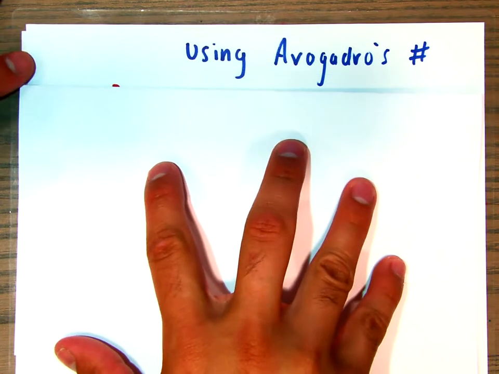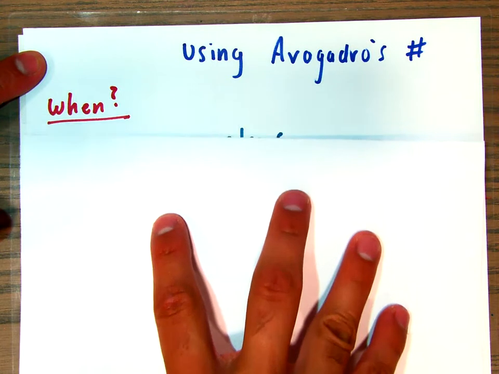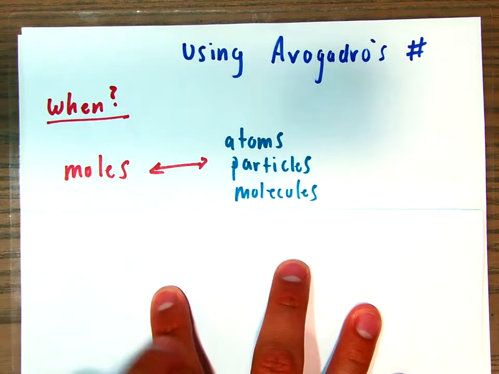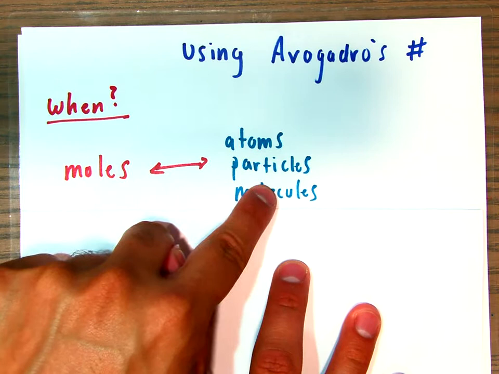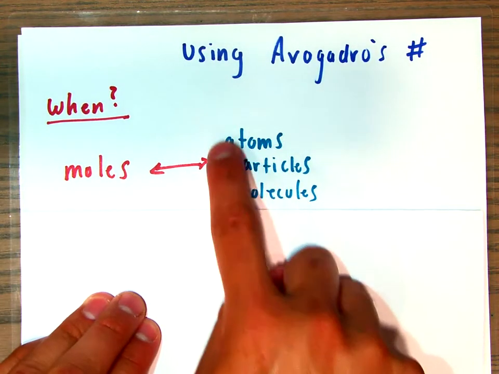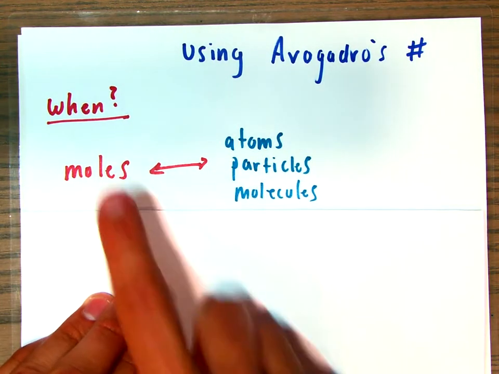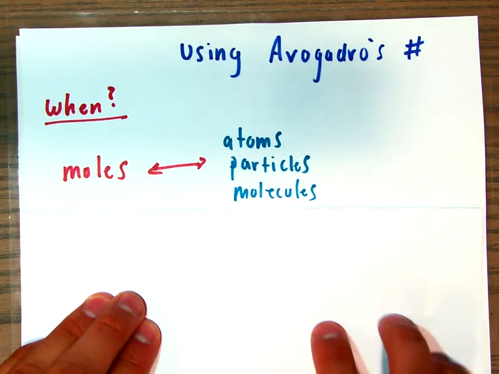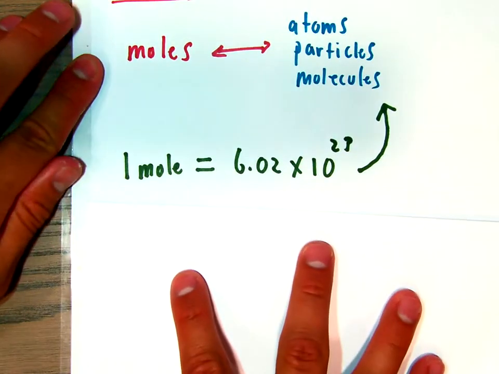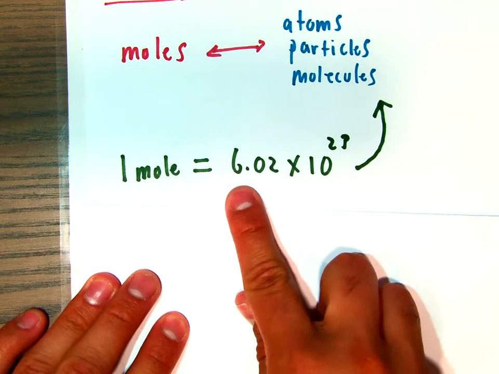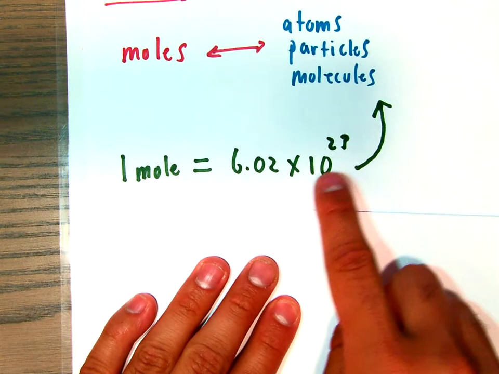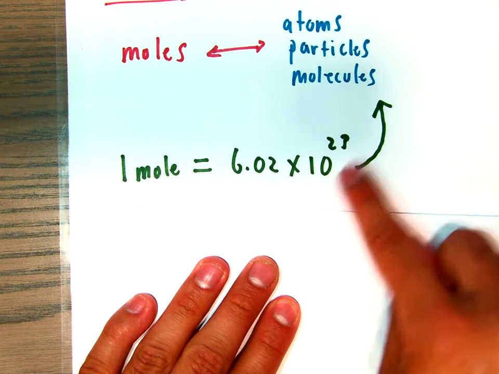Whenever we have a conversion in which we're going from moles to atoms, or from moles to particles, or moles to molecules, we're going to use Avogadro's number. Or the other way around, whenever we go from one of these to moles, we want to use Avogadro's number. Just to refresh, 1 mole equals 6.02 times 10 to the 23 of whatever we're talking about. So 1 mole equals this amount of atoms or this amount of particles.